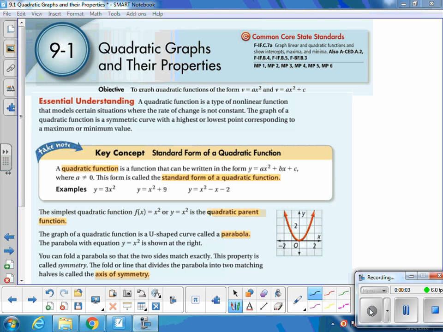Let's take a look at quadratic graphs and their properties. Our goal today is to graph quadratic functions in the form y equals ax squared and y equals ax squared plus c. Our essential understanding is that a quadratic function is a type of nonlinear function that models certain situations where the rate of change is not constant, thus making it nonlinear.